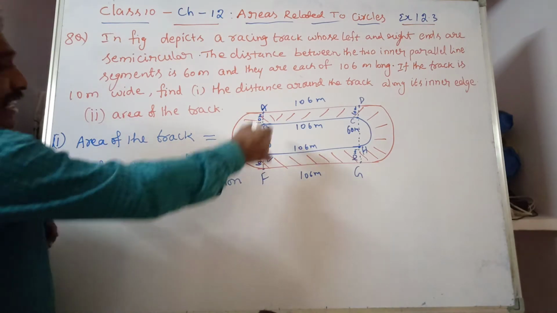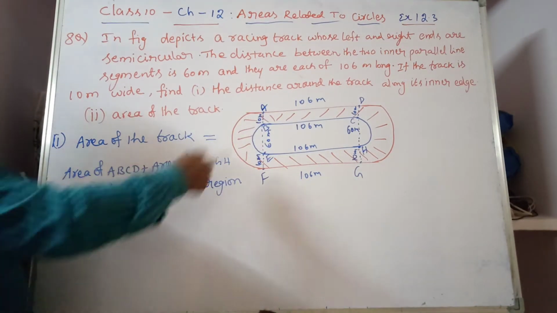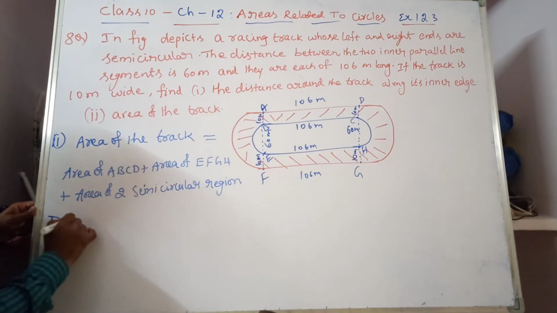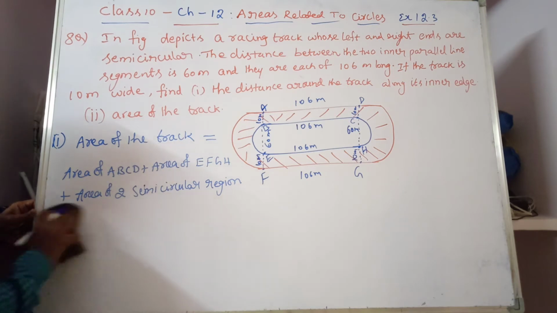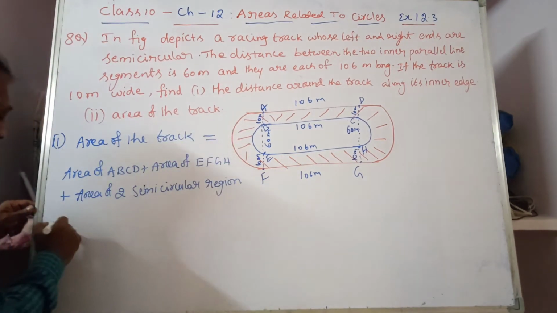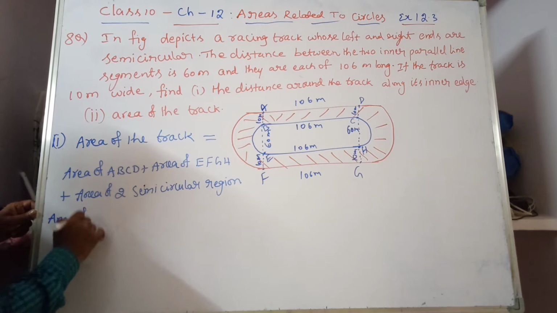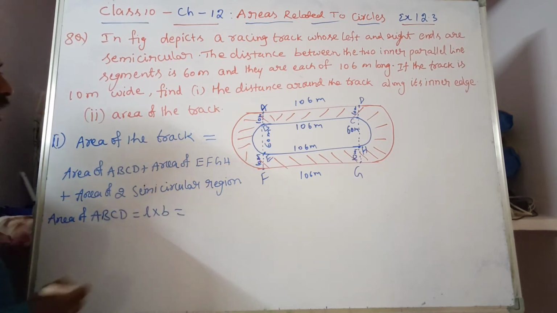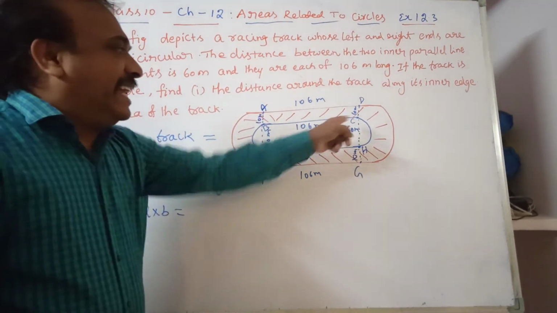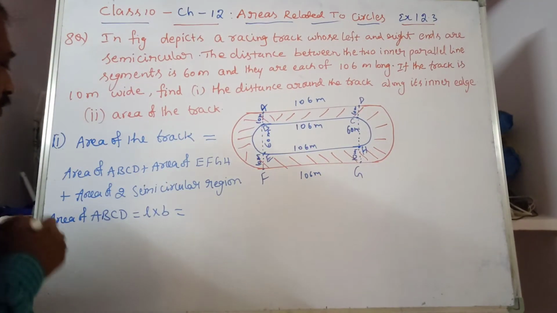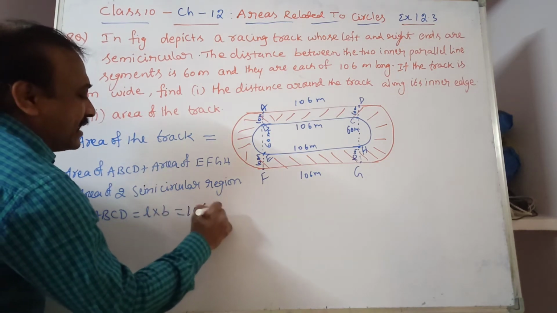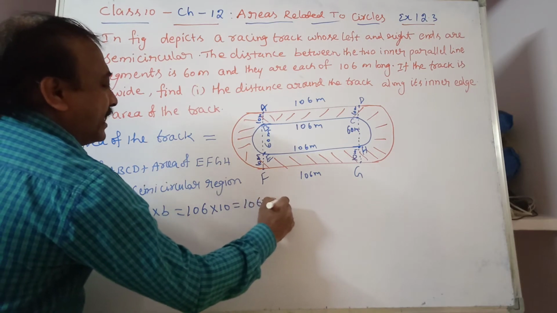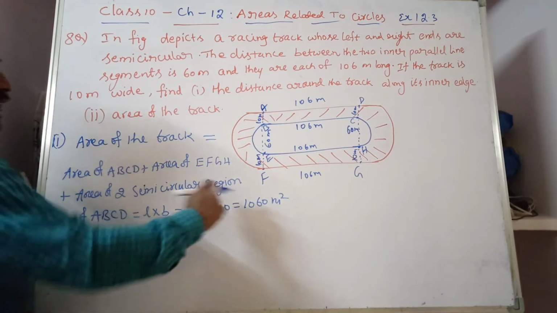Now, what is the diameter of the outer one? The diameter of the outer circle. When it comes to that topic, we'll continue that part. Now, area of ABCD is L into B. ABCD length is 106, breadth is 10. So 106 meters into 10 is 1060 meter square. This is the area of ABCD.